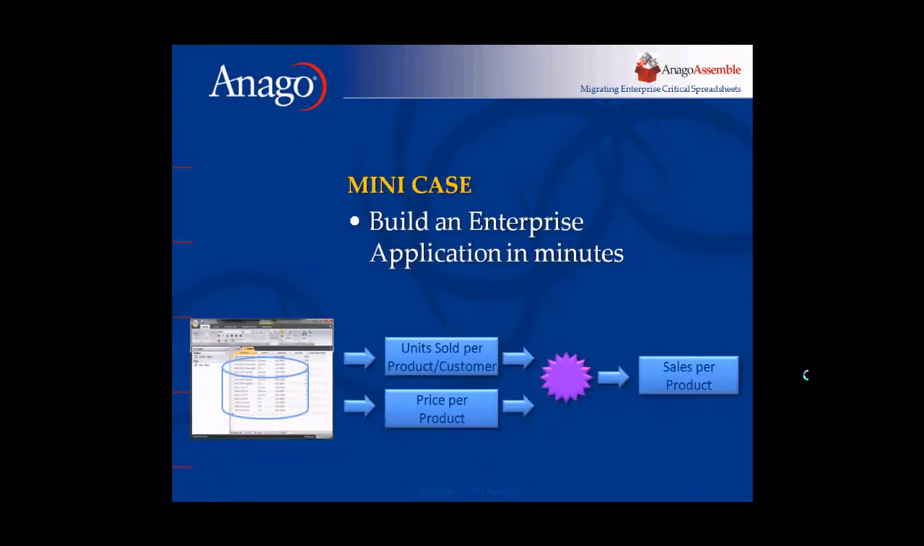To demonstrate this, we're going to build a simple application that will calculate the sales per product based on the units sold per product and customer and the price per product. The numbers are coming from an external database, in this case an Access database. In this simple demo we want to demonstrate an alternative for using spreadsheets.